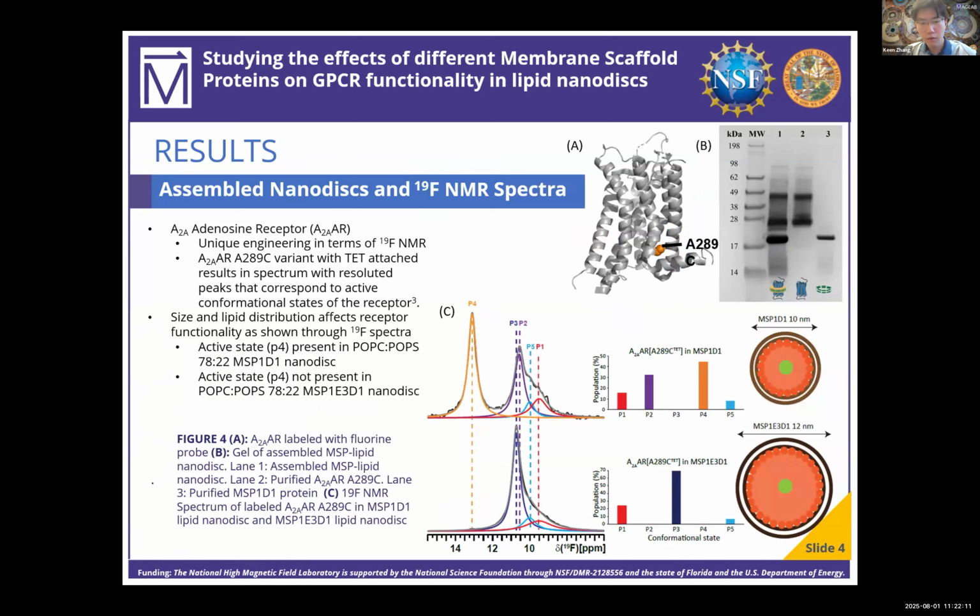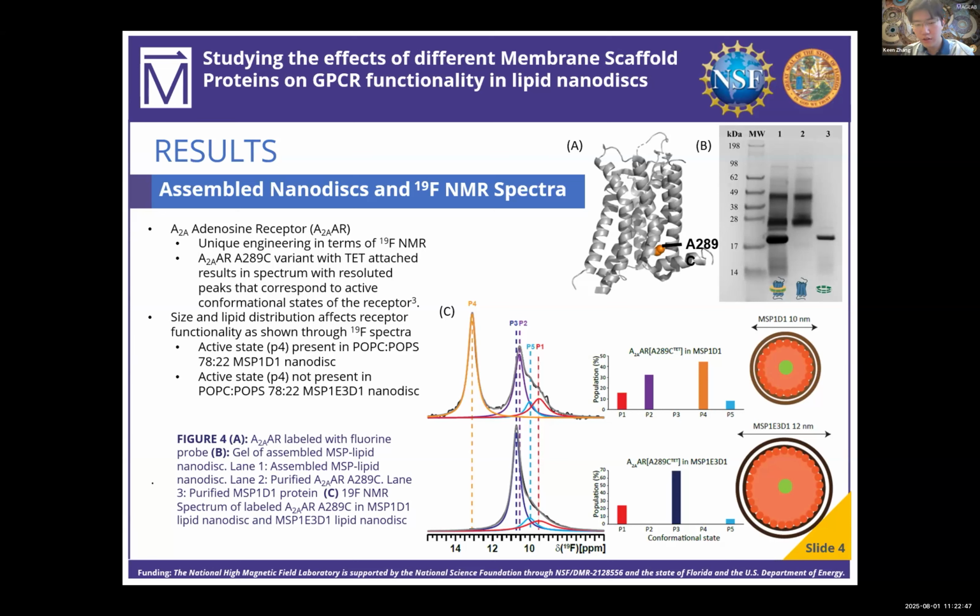So the results: we use 19F NMR to see the different conformational states in the particular membrane receptor. A2AR has a very unique engineering where we can attach a trifluoromethyl tag to the A2AR variant A2A9C through thiol chemistry. This produces a 19F NMR spectrum with very resolved peaks that we can correspond to active states of the membrane receptor conformation states.